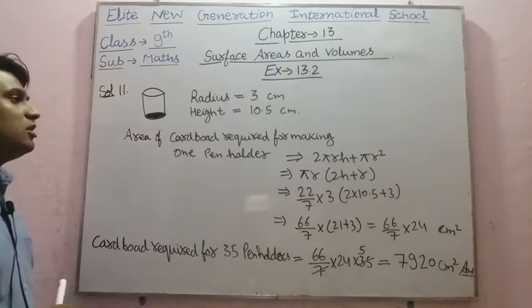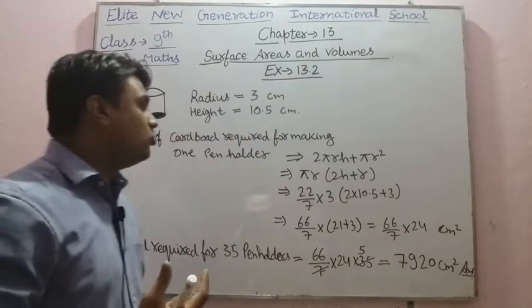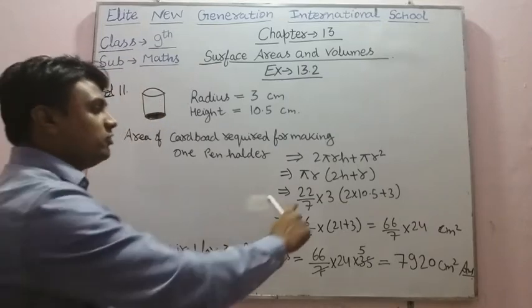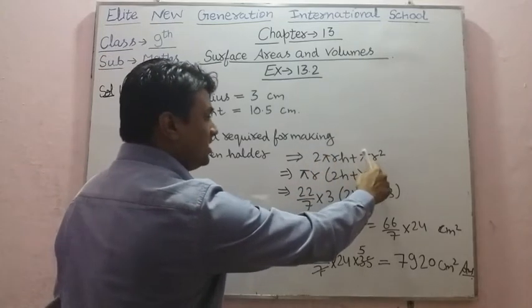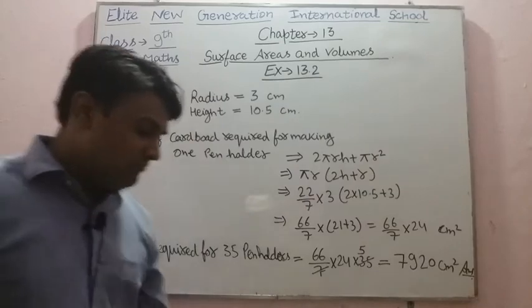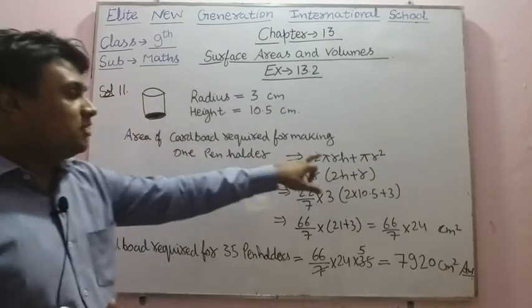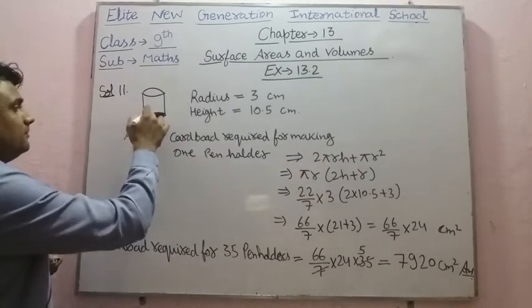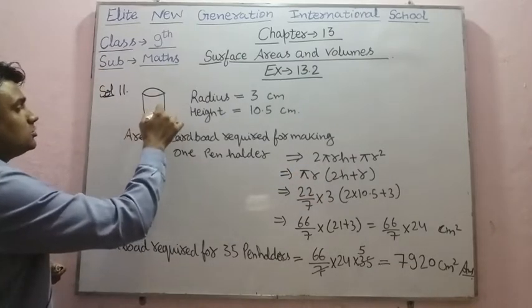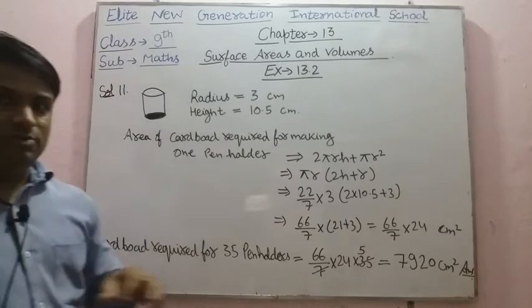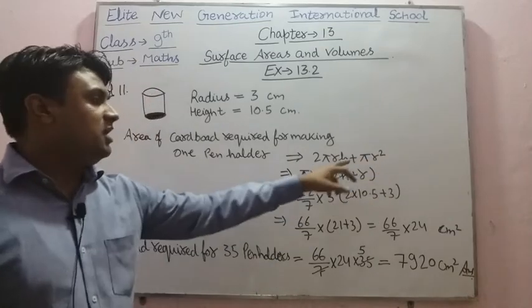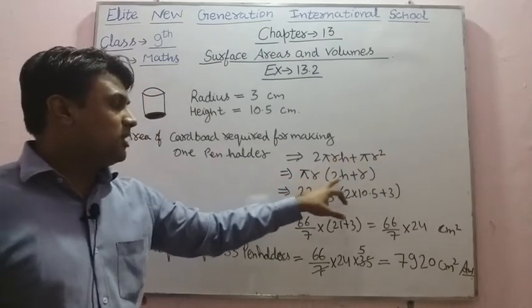So the area of cardboard required for making one pen holder will be equal to, first of all, the curved surface area plus the area of a circle. Why are we using this formula? Because we have to find the curved surface area, and the bottom is circular, so the area of the circle will be pi r square. So pi r will be common, giving pi r (2h plus r).